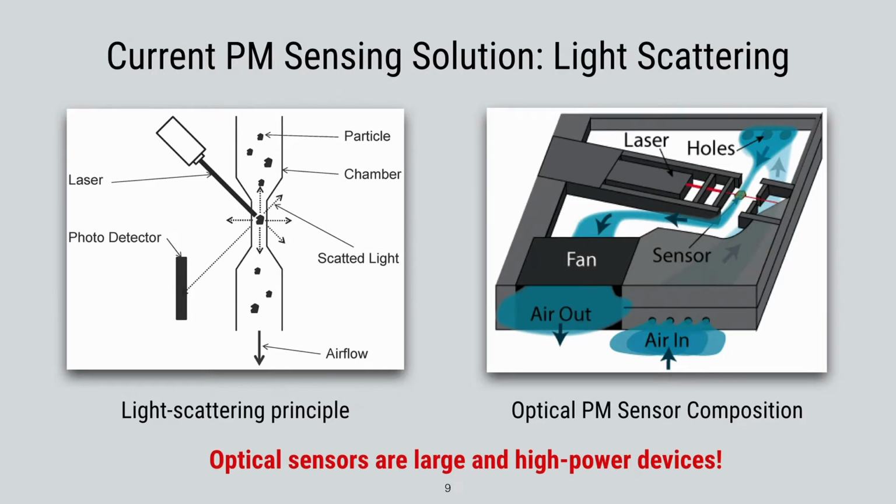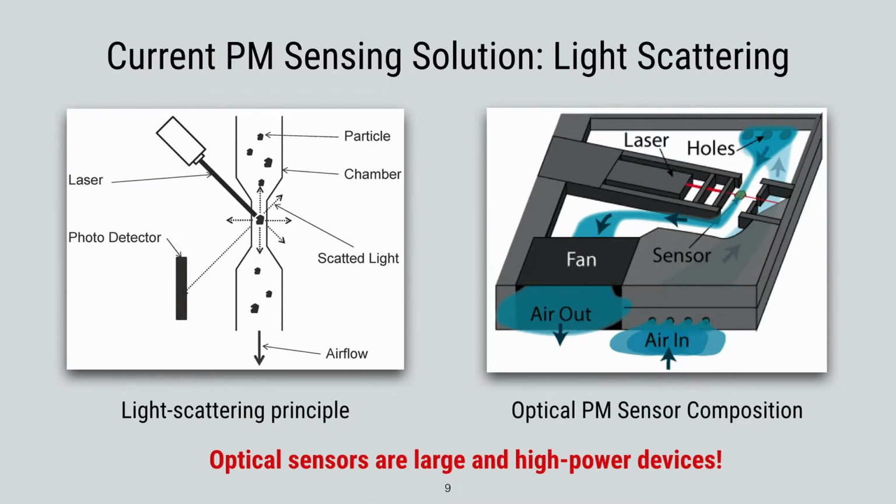Just in case anyone doesn't know how low-cost PM sensors work right now, they use a principle called light scattering. Basically, PM goes through a chamber. You can see a diagram of this on the left. PM goes through that chamber and past a laser. As light reflects off of the laser, it gets absorbed by a photodetector, and we turn that measurement into a PM concentration. And then the diagram on the right is just a representation of the PM sensors we use right now. They make use of that light scattering technique.